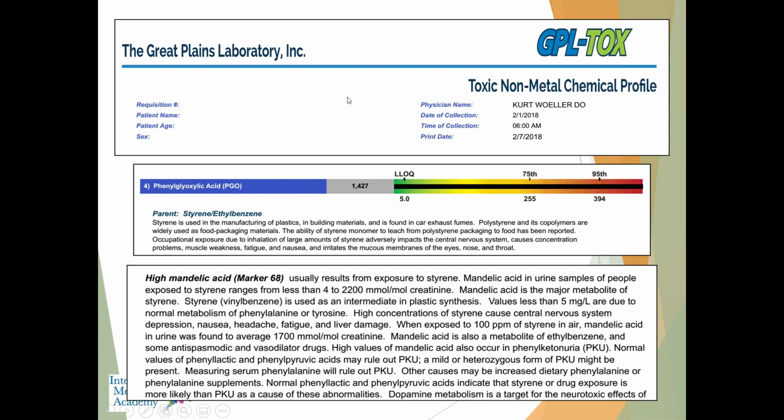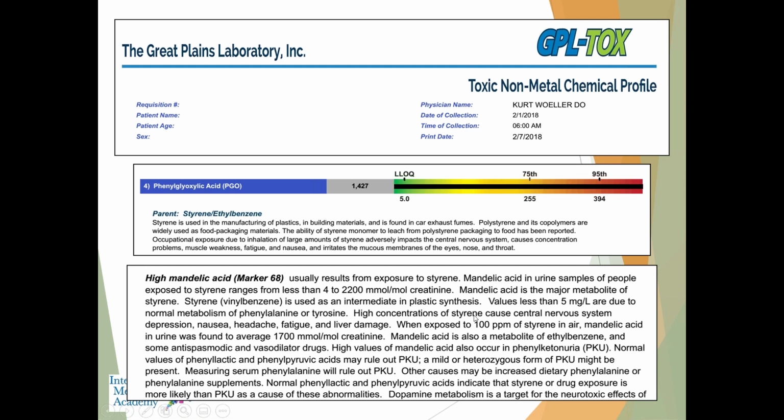Whenever I see high levels of mandelic, particularly if it's by itself, I start thinking we need to look at chemical exposure. Styrene or ethylbenzene, also called phenylglyoxylic acid, can form mandelic acid, or mandelate basically. So whenever you see mandelic, think it's possible this person may have some kind of styrofoam exposure, plastic exposure. It can also be from car exhaust fumes. So this is coming from the GPL tox profile from Great Plains.